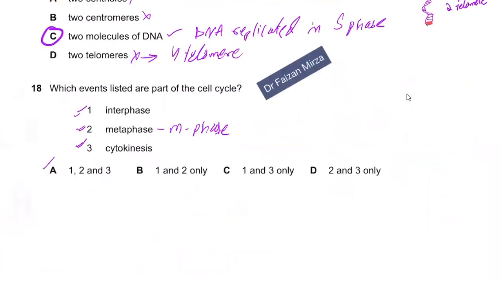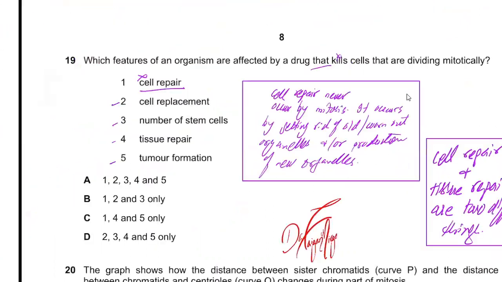Question 18, which events listed are a part of the cell cycle? All of these are a part of the cell cycle: interphase, metaphase, cytokinesis, because metaphase is a part of M phase. So yeah, that's a part of the cell cycle as well.